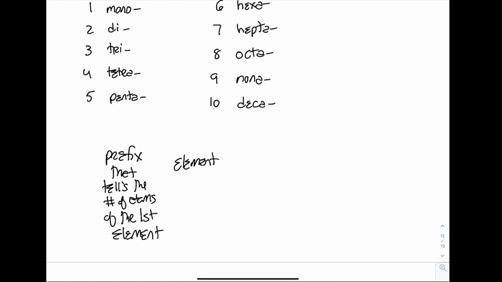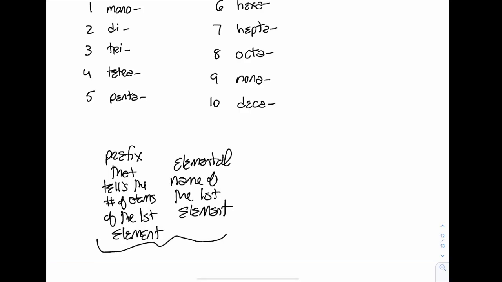So if it's oxygen, you're going to say oxygen. If it's carbon, you're going to say carbon. If it's hydrogen, you're going to say hydrogen. So elemental name of the first element. So no modifying, no nothing. So if I have 2 carbons, I'm going to say dicarbon. And that goes together. That's going to be one thing. There's not going to be a space between the di and the carbon. So squish together. And then we're going to have a prefix.